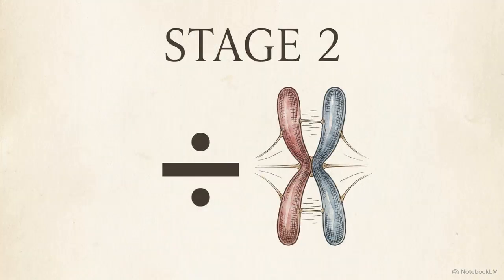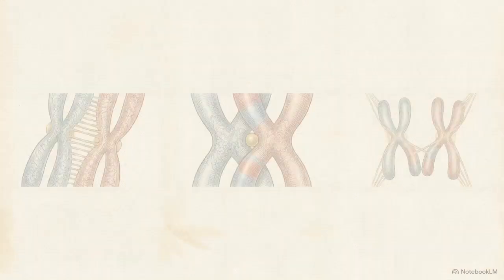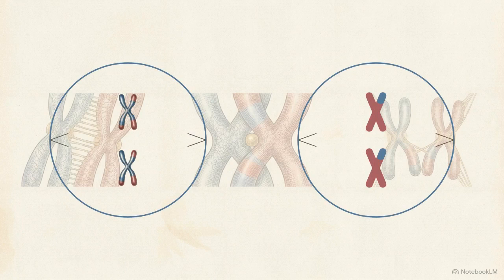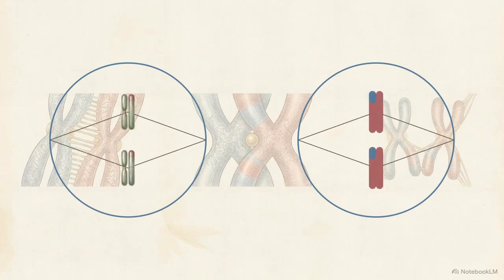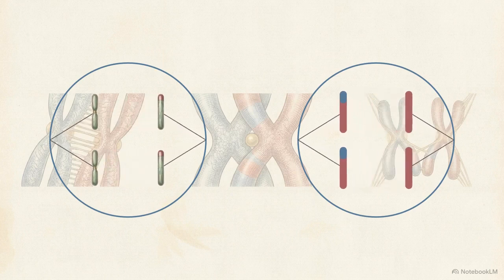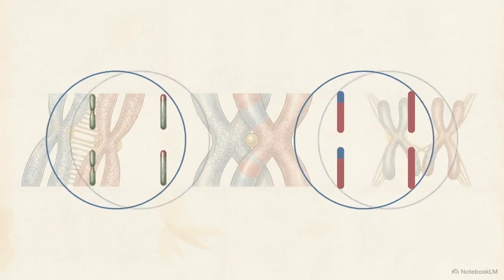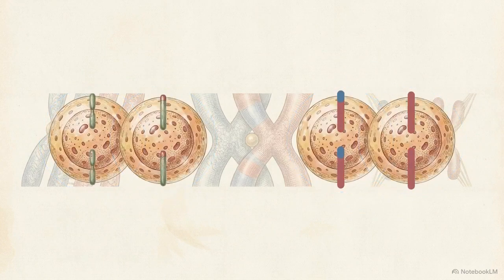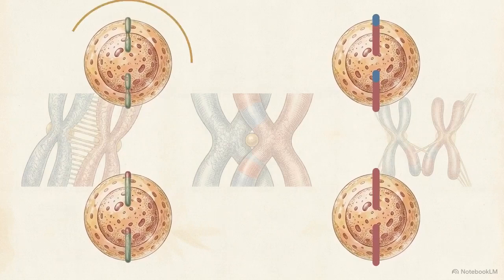We need a second round of division, meiosis 2, which functions almost exactly like regular mitosis, to separate those sister chromatids. By skipping any DNA replication, these cells move straight to anaphase 2. Here, the spindle fibers finally snap the centromeres. Individual sister chromatids are pulled to the opposite ends of the cell. The final tally gives us 4 haploid cells.